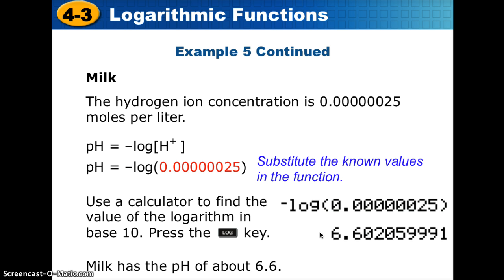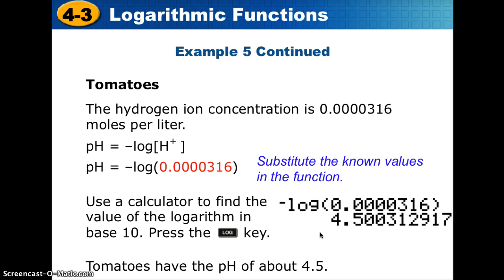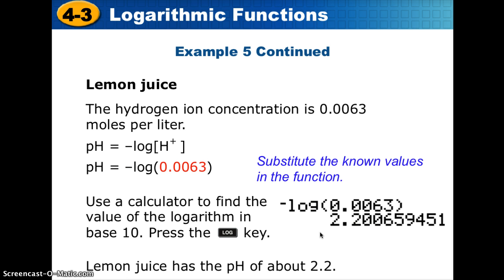Knowing what you now know of how to do this, follow the same format for tomatoes, and then turn the video back on to check your answer. Tomatoes have a pH of about 4.5. Now lemon juice. Turn the video off and back on when you're ready to check your answer. And lemon juice has a pH of about 2.2.